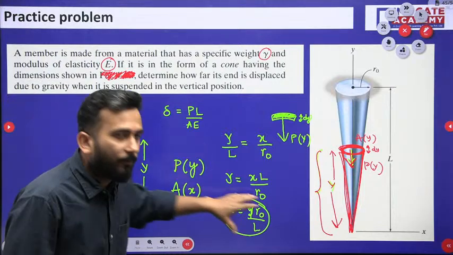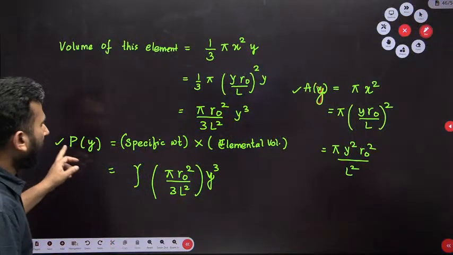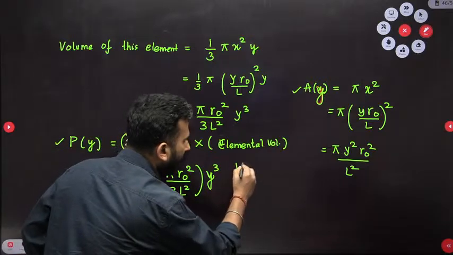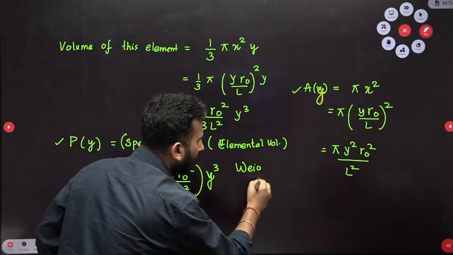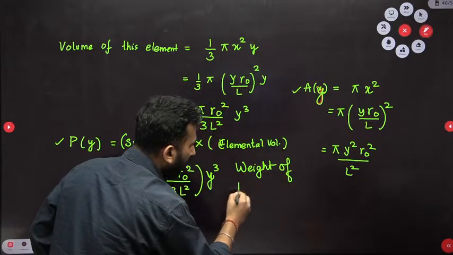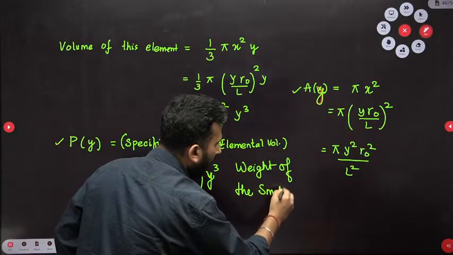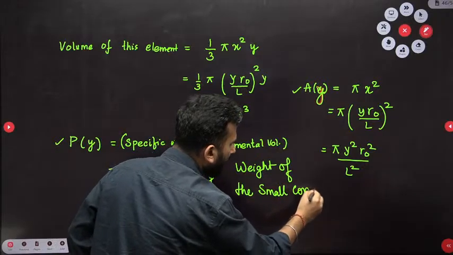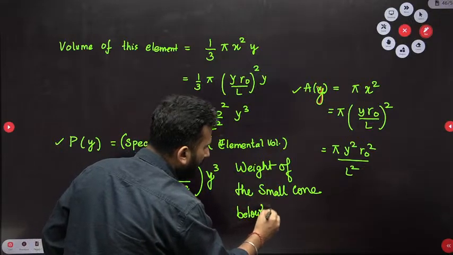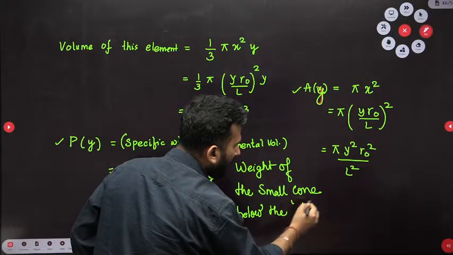So after that, whatever I have done, ultimately the P of y that is there, it is the weight of the small cone below the cross section, below the dy element, below the dy.